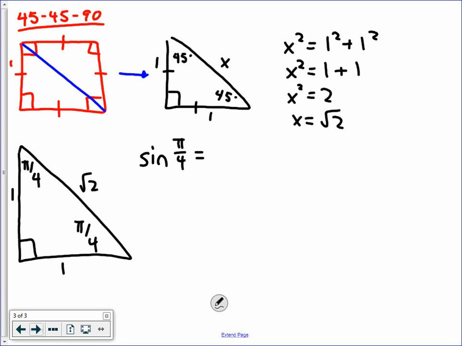Sine of pi by 4, which is sine of 45, if you like degrees. Can someone use SOH-CAH-TOA and tell me what sine of pi by 4 is? So if I'm using this angle right here, what is sine of pi by 4? What does SOH stand for again? Opposite over hypotenuse. Whoever said that is correct. Okay, I'll show my work, I'm sorry. So this is opposite, and that's hypotenuse. That's 1 over root 2. So does that make sense where that came from?